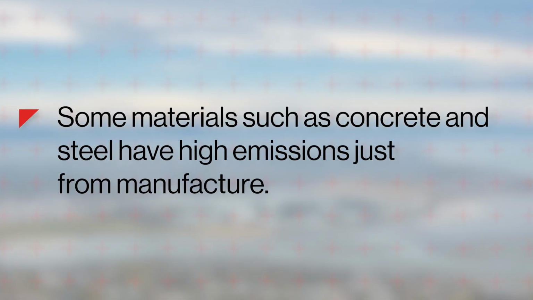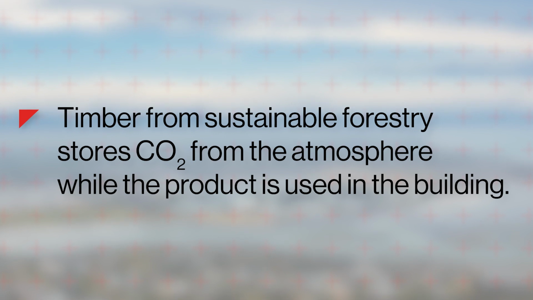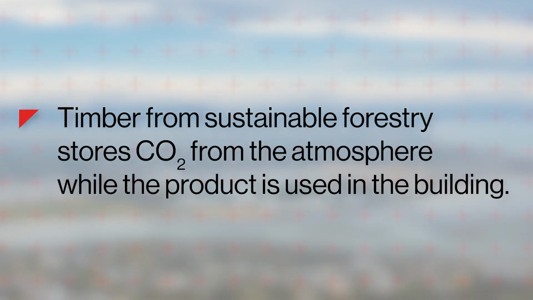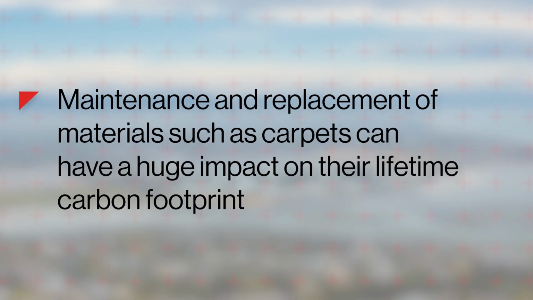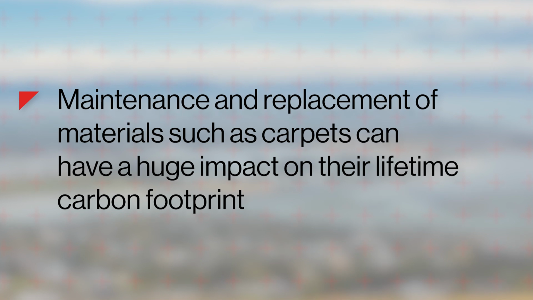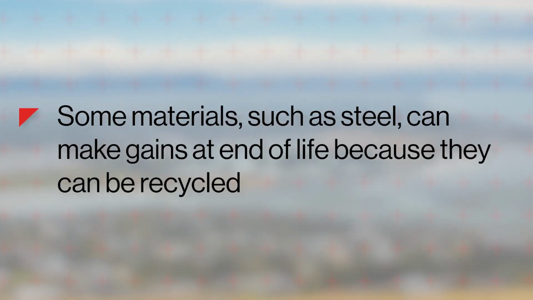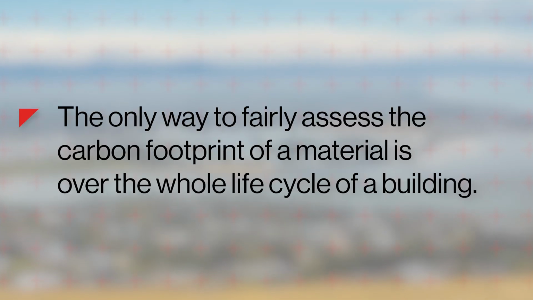So what have we learned? Some materials, such as concrete and steel, have high emissions just from manufacture. Timber from sustainable forestry stores CO2 from the atmosphere while the product is used in the building. Maintenance and replacement of materials such as carpets can have a huge impact on their lifetime carbon footprint. Some materials, such as steel, can make gains at end of life because they can be recycled. The only way to fairly assess the carbon footprint of a material is over the whole life cycle of a building.